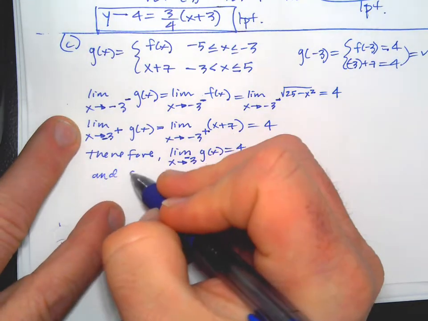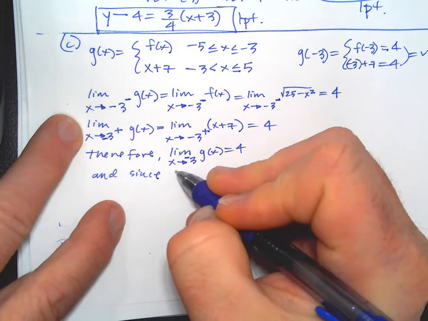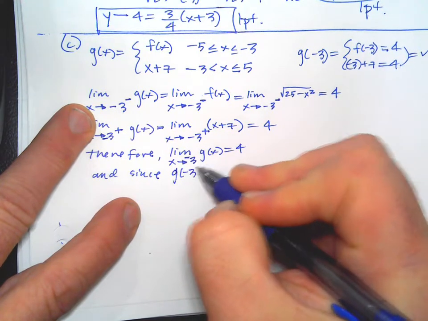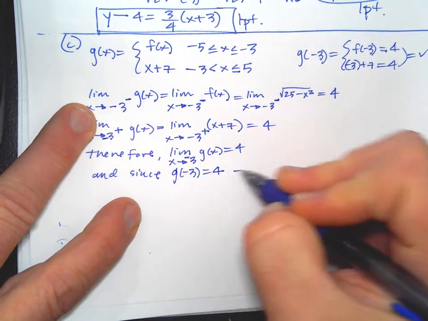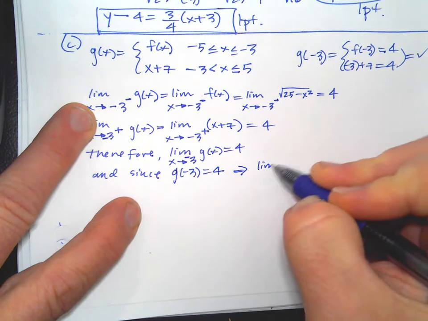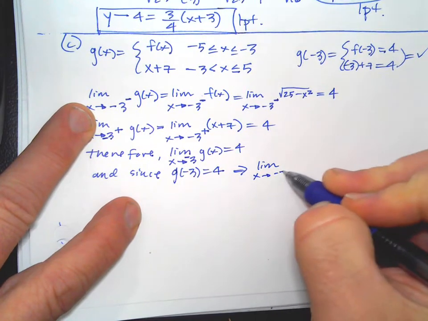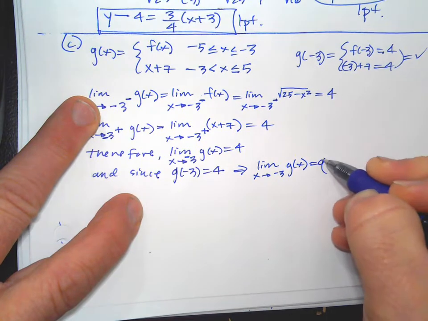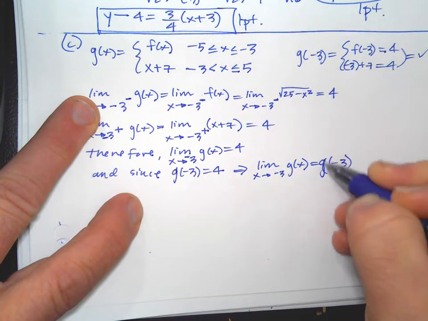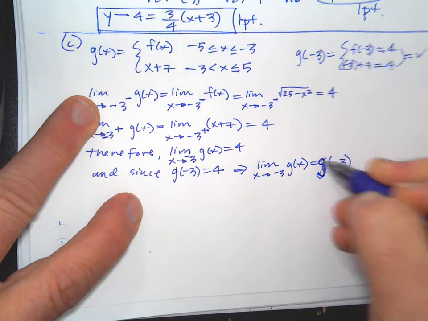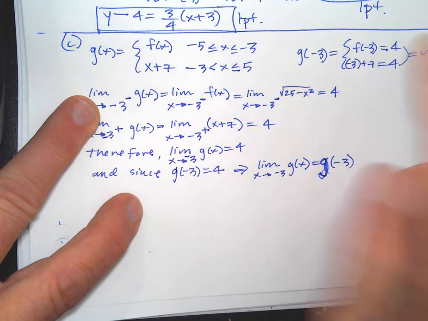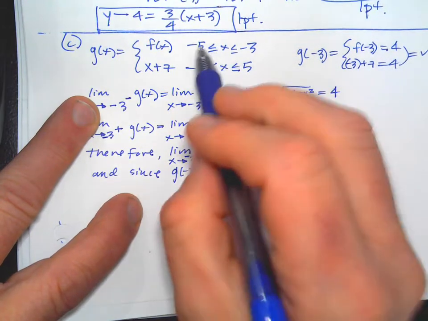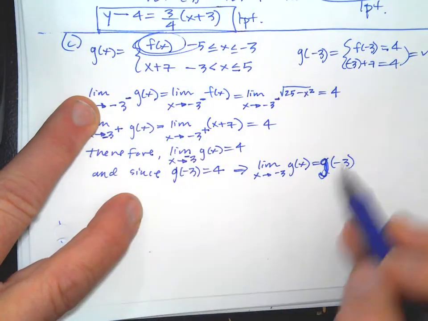And since g of -3 equals 4, then that means the limit as x approaches -3 of g of x equals the value of the function at -3. So you got to prove the limit exists, one side, get the two side limit, and then you got to show that the actual value of the function, if you were to plug -3 in, you're supposed to plug it in here, equals the limit.